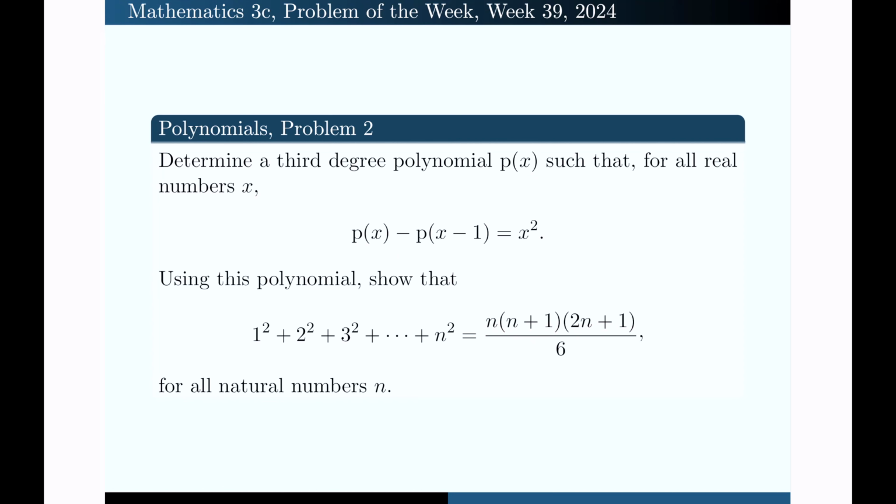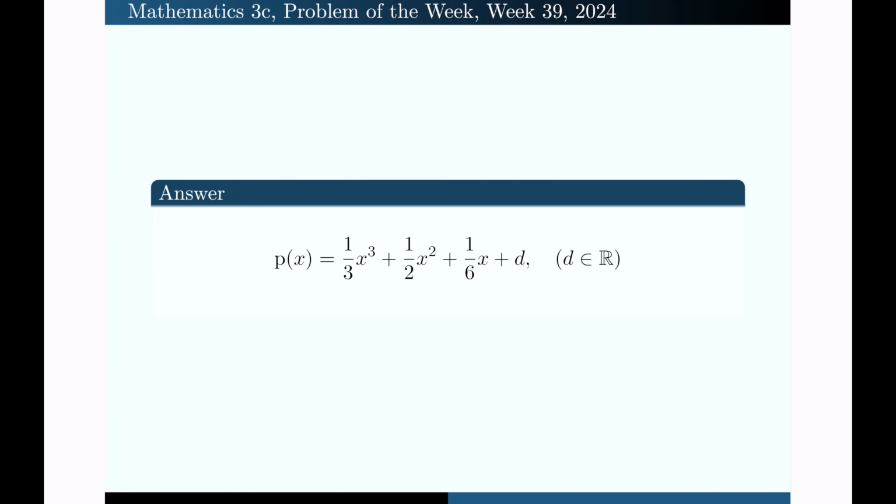It would be a good idea if you pause the video at this point and try to solve the problem yourself first. If you do the calculations correctly, the polynomial p of x will be p of x equals 1/3 x cubed plus 1/2 x squared plus 1/6 x plus d, where d is an arbitrary real number.